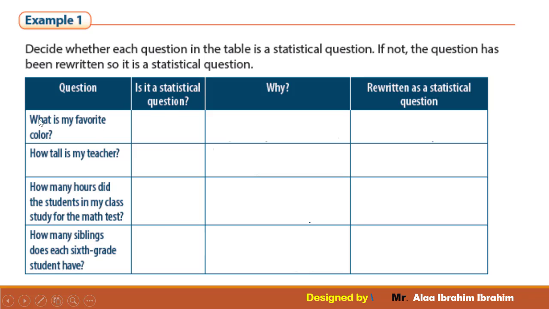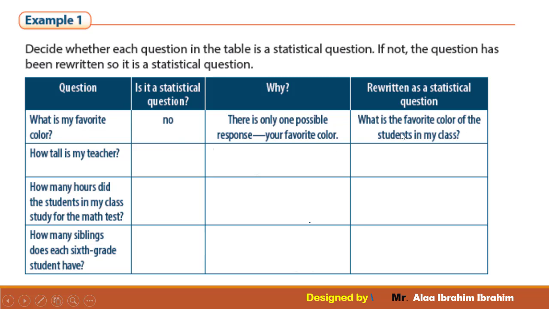This deals with my favorite. My favorite means one, not a group. So this is no. To deal with a statistical question, I have to deal with different data. There is only one possible response, your favorite color, just you. So this is not a statistical question. I have to rewrite it to make it statistical. I can change mine to something with a group, like: what is the favorite color of, meaning many different opinions, different ideas, different choices.